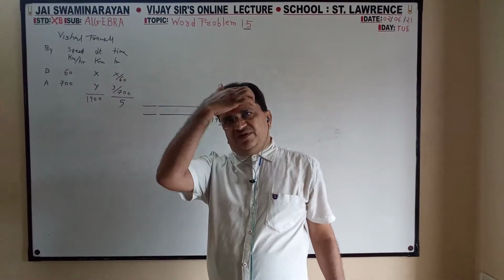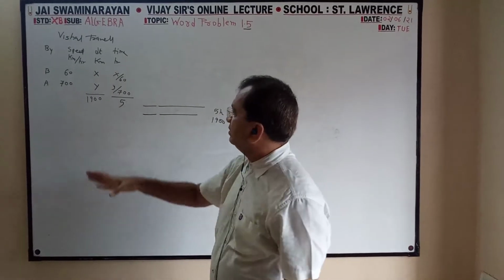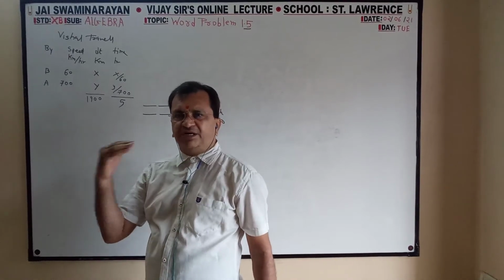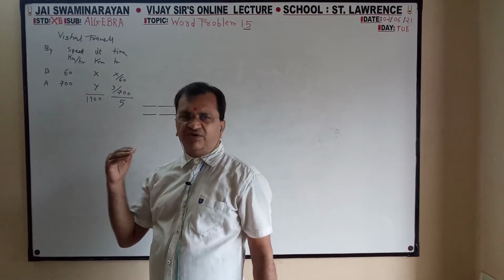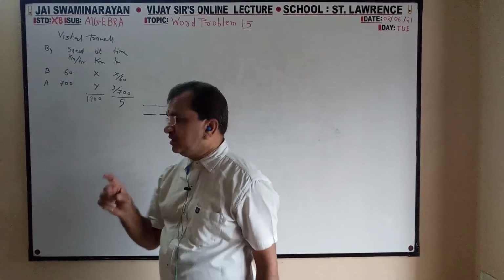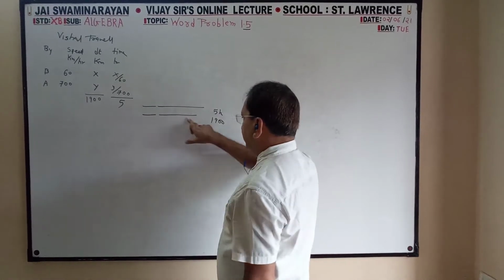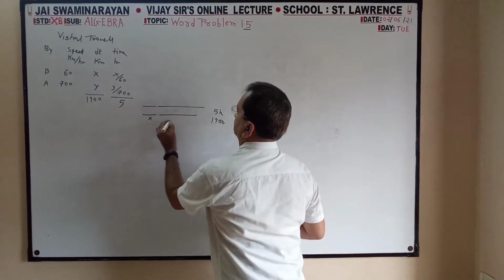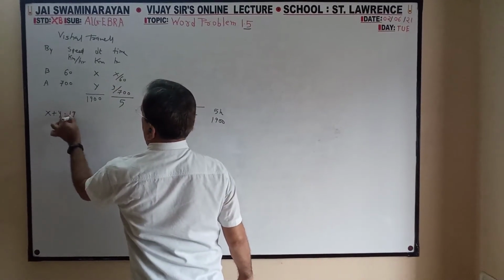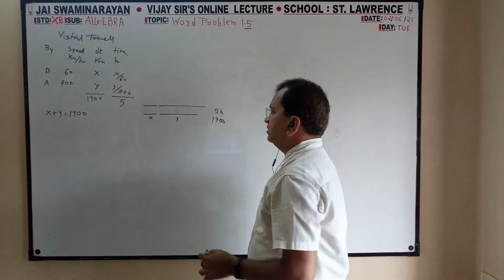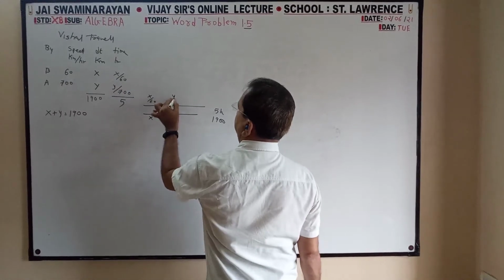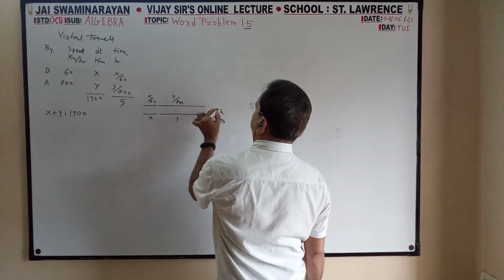Whatever the question is given, I have converted into the table. Type of transportation: B stands for bus, A stands for aeroplane. Both the speeds are given. Bus distance is not given, aeroplane distance is not given. So x plus y is equal to 1900. The time taken by bus is x by 60, the time taken by aeroplane is y by 700, and the total is given as 5.